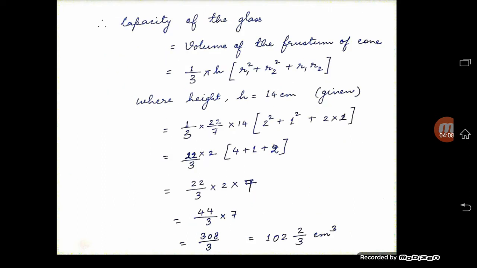So your answer is 102 and 2/3 centimeter cube. So this is your answer. So let us proceed to the next question.